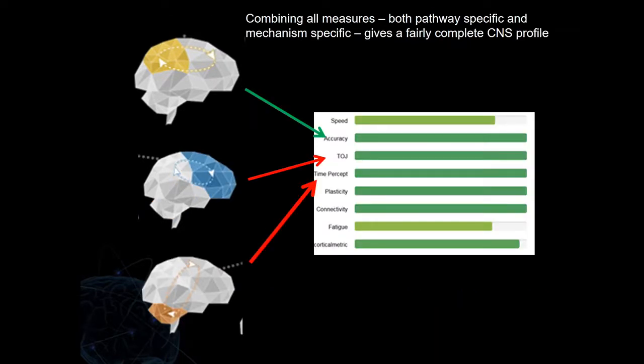Now, what we want to do is combine all the measures, both pathway specific and mechanism specific, all into one chart. And when we do that, if you take enough measures, then you start to get a fairly complete CNS profile. So here's one measure: the amplitude discrimination goes into the accuracy metric. TOJ goes into the TOJ metric here. Timing percept is right here. And so all these things combine to make a nice profile.